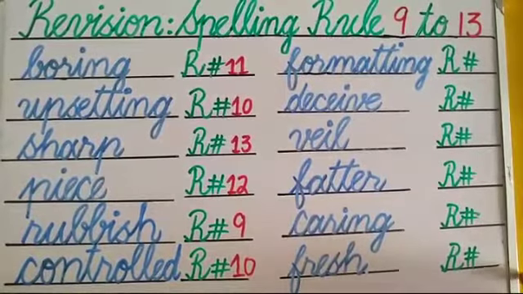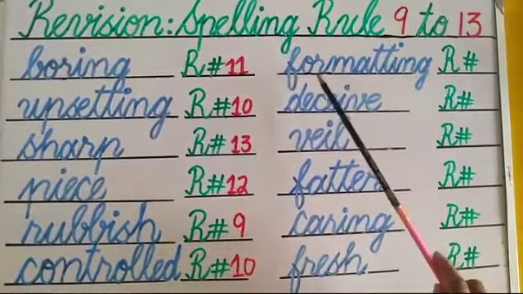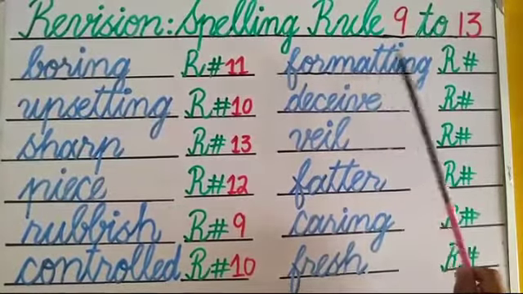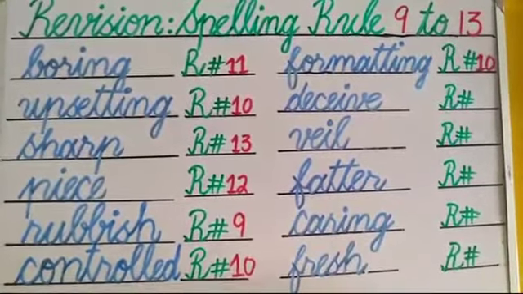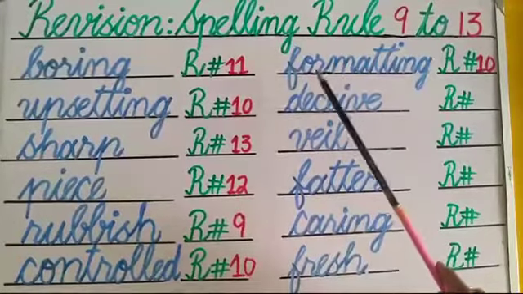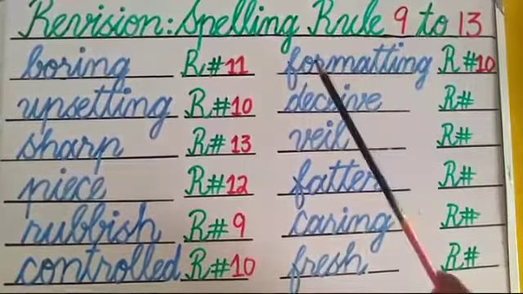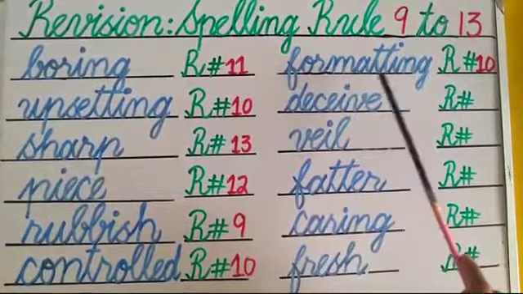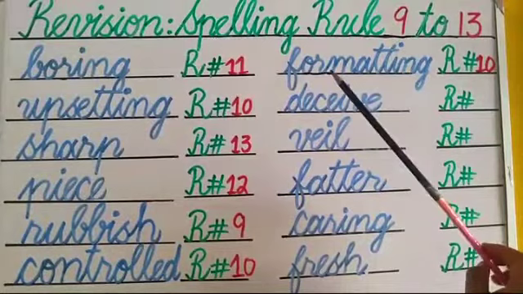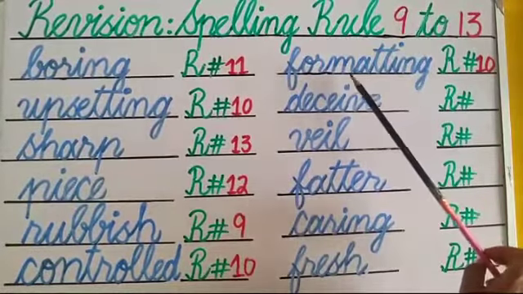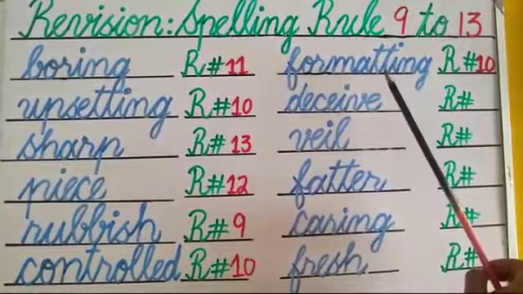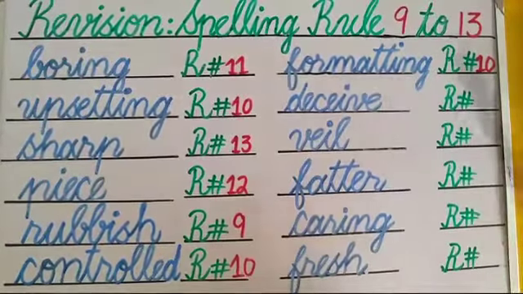Now let's have a look at the next one, formatting. It's also really easy. Formatting, yes, because it's also spelling rule 10. A word having two syllables, one vowel followed by one consonant, double the last letter before adding an ending, which starts with a vowel sound. Is that clear?